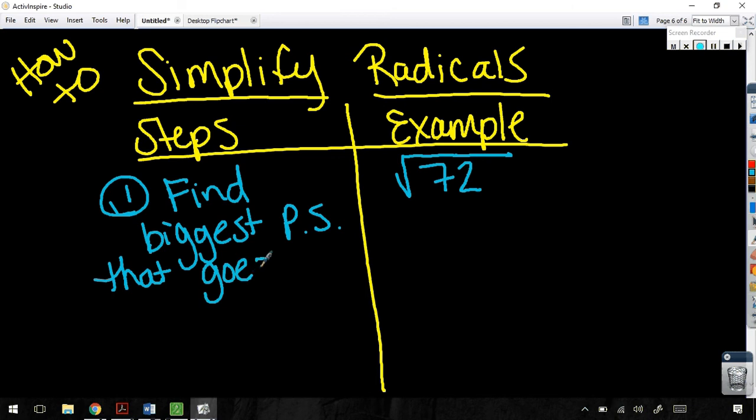That goes into your number evenly. PS means perfect square, yes. That's what it means on letters too? No, Trey.